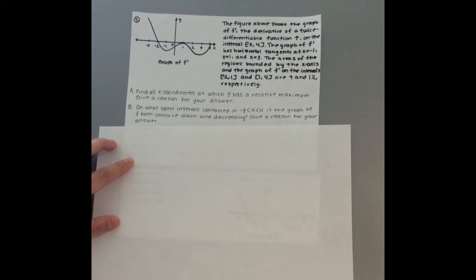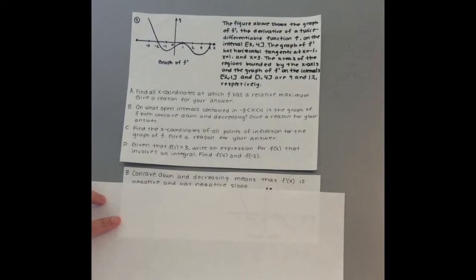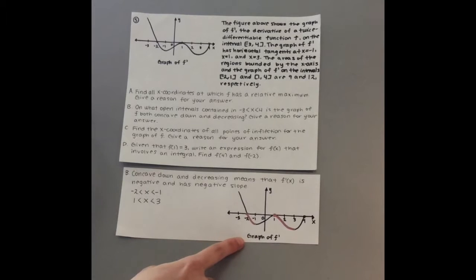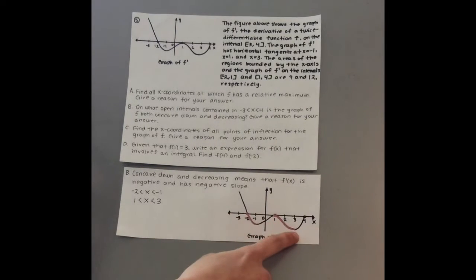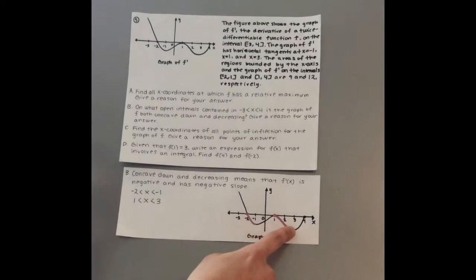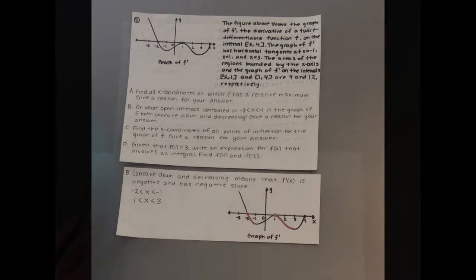Part B asks us on what open intervals contained from -3 to 4 is the graph of f both concave down and decreasing. So, concave down and decreasing means that f prime of x is negative and has negative slope. So as we can see from the graph of f prime, from -2 to -1 and 1 to 3, the graph of f prime is both negative and has negative slope. So that means it's concave down and decreasing.